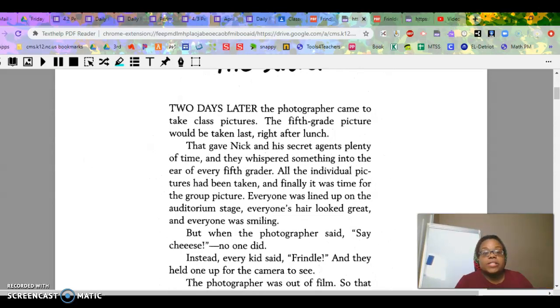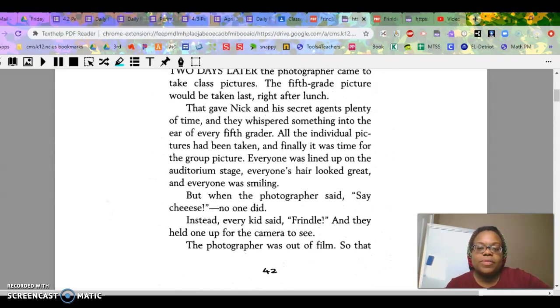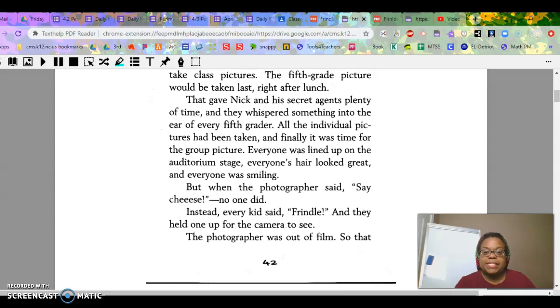Two days later, the photographer came to take class pictures. The 5th grade picture would be taken last right after lunch. That gave Nick and his secret agents plenty of time. And they whispered something into the ear of every 5th grader. All the individual pictures had been taken, and finally it was time for the group picture.